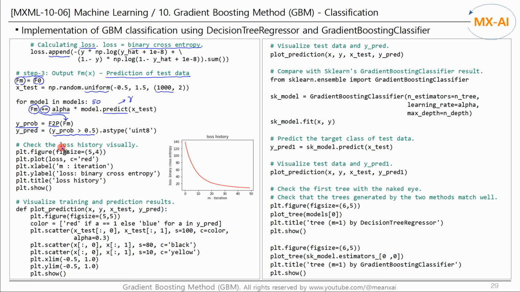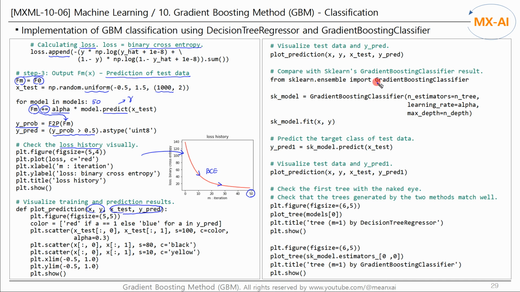The loss history calculated above is like this. We can see that the binary cross-entropy loss decreases well as the iteration progresses. And then we visualize the training and the test data to check the results.